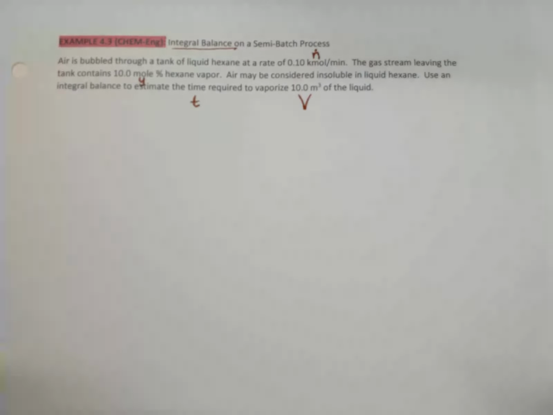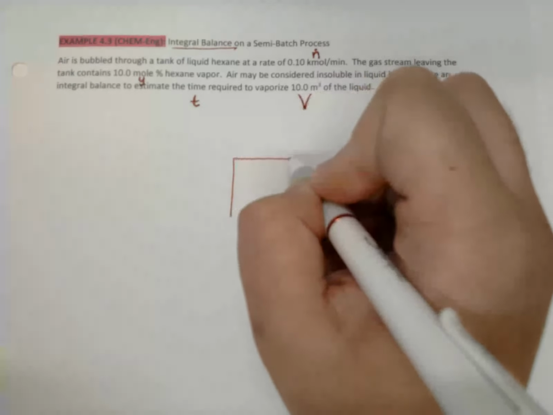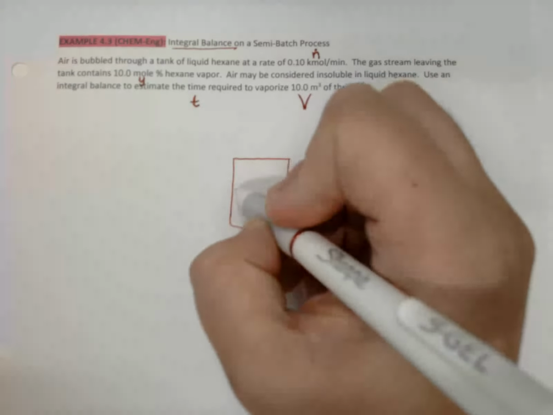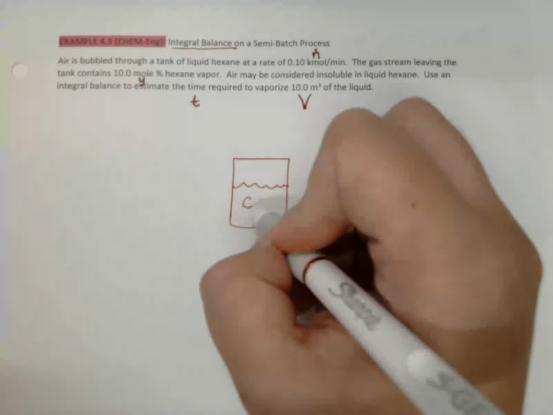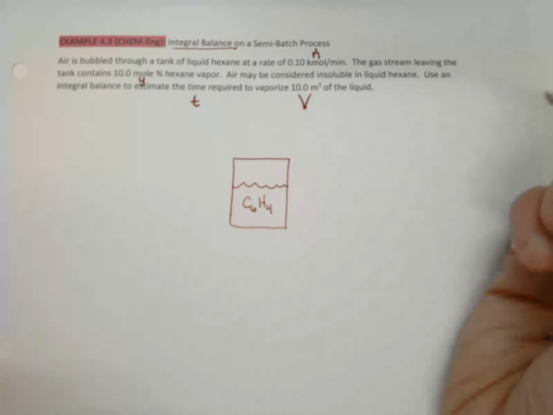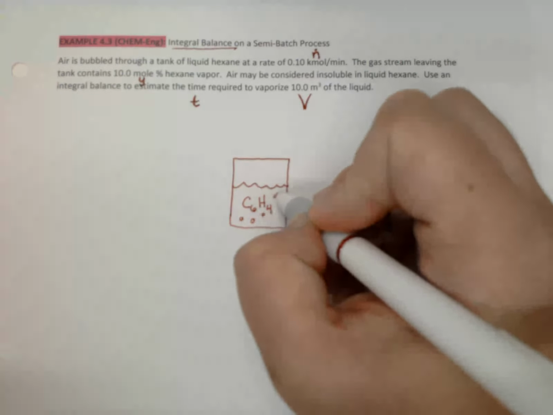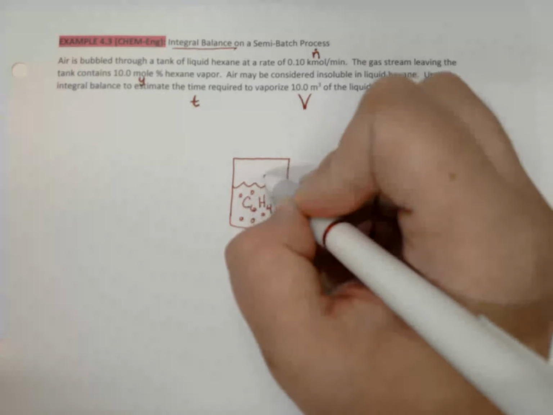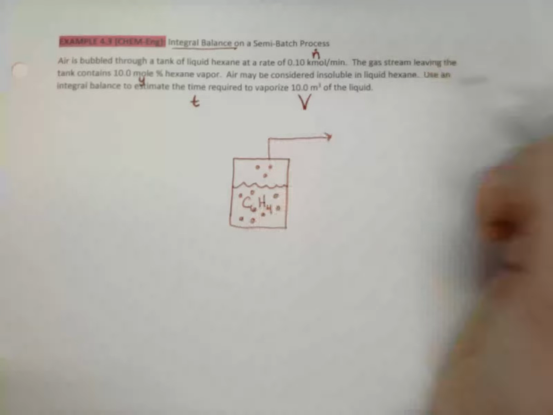So we'll take a look at this. First things first, step number one is always to draw our flow diagram. So this is the setup video. We've got some kind of a tank, and inside of that tank, we have liquid hexane. Hexane, if you go look it up, is C6H14. And we are going to put little bubbles of air. And what we're trying to do is bubble something out of the top.